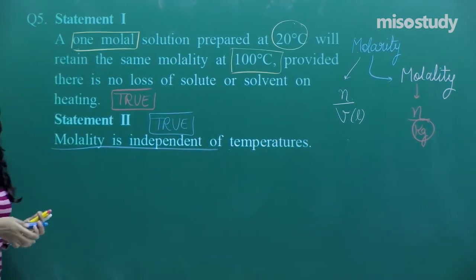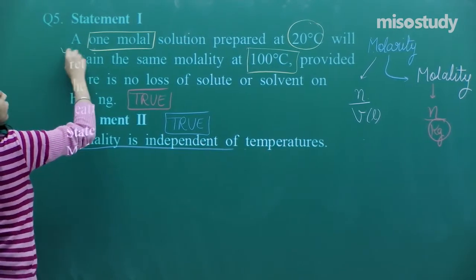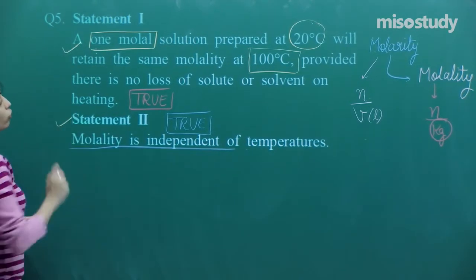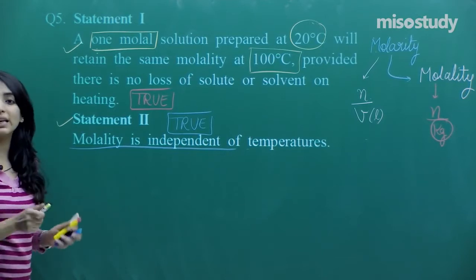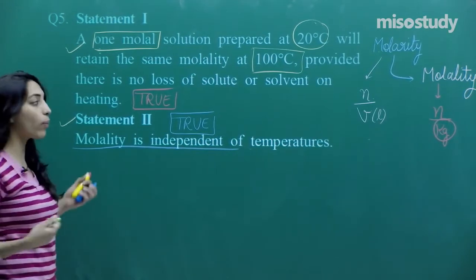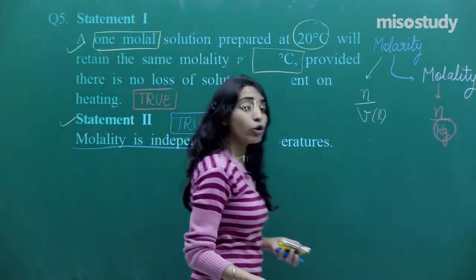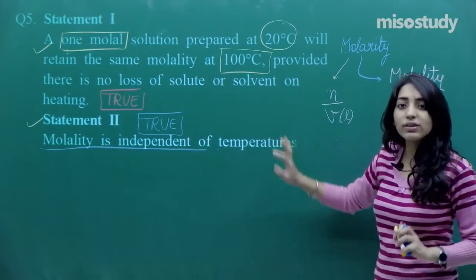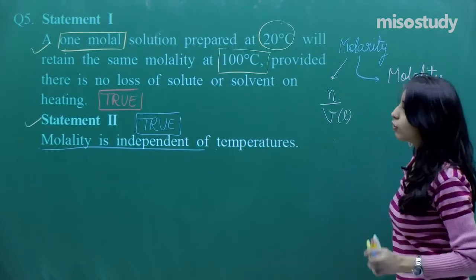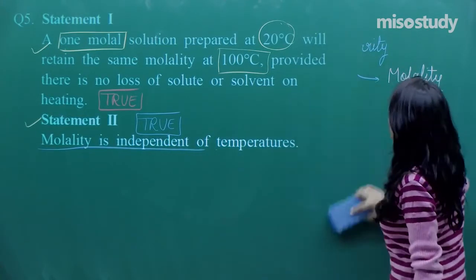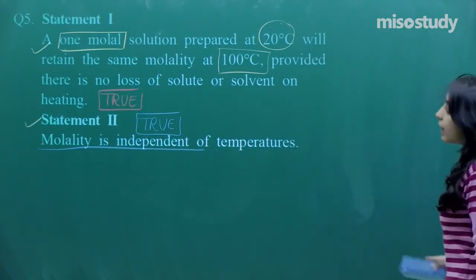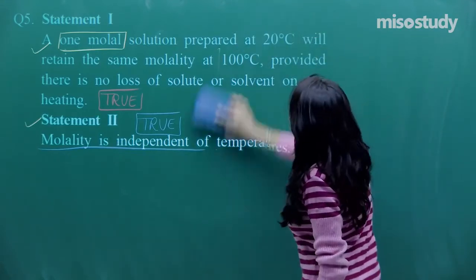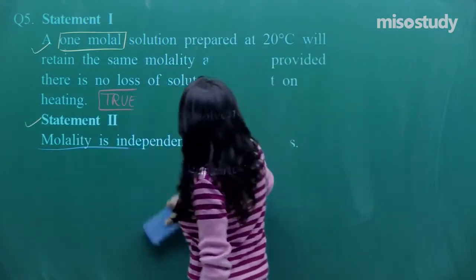Yes guys, the question was quite easy. Statement number 1 is true. Statement number 2 is also true, and both of them are correlated with each other. One is the conclusion, or you can say one is the reason for the other, so one of the statements explains the other. So guys, this was about question number 5. That was a simple question. Let us quickly continue with question number 6.